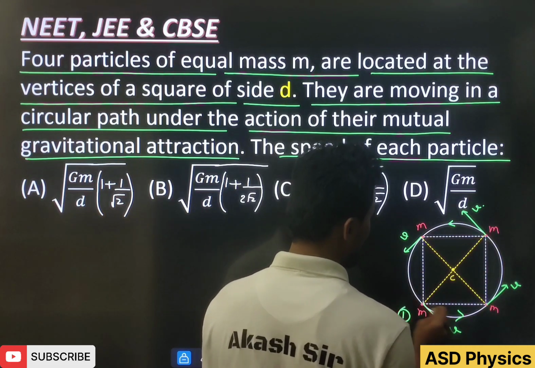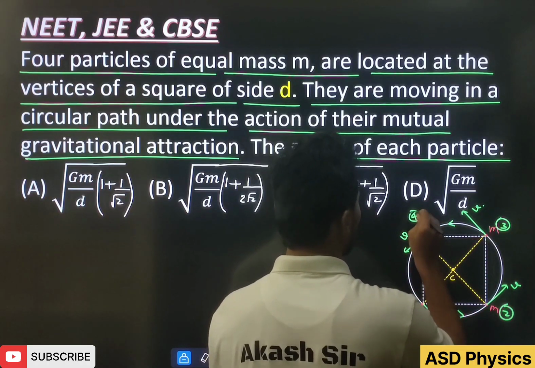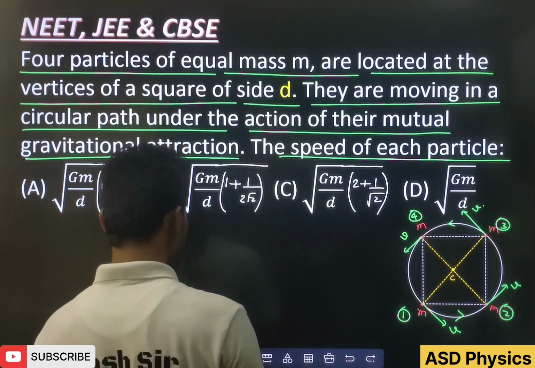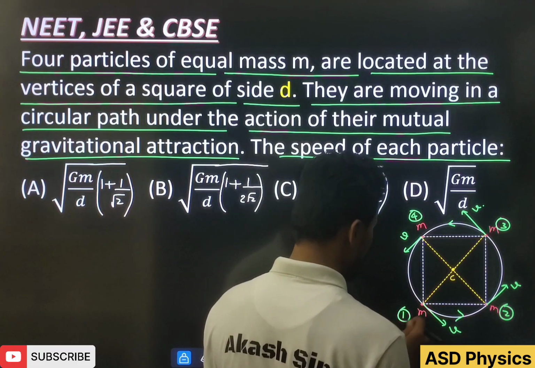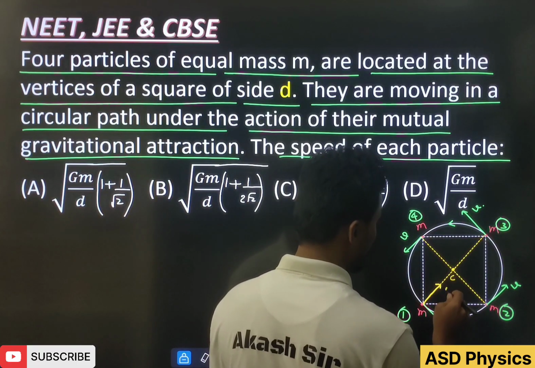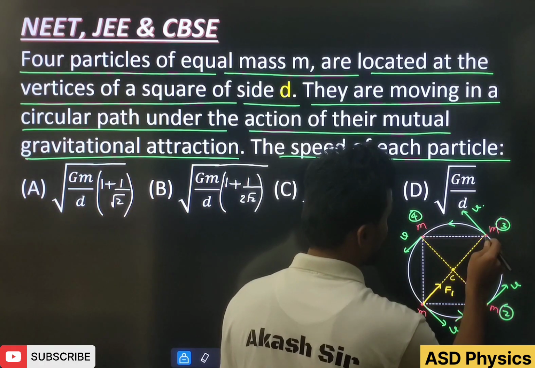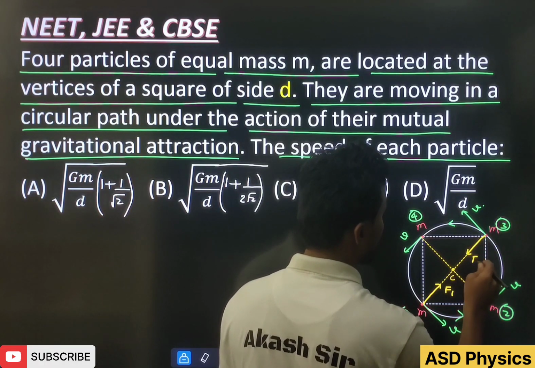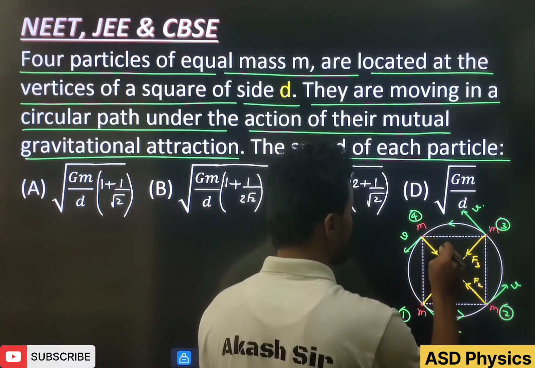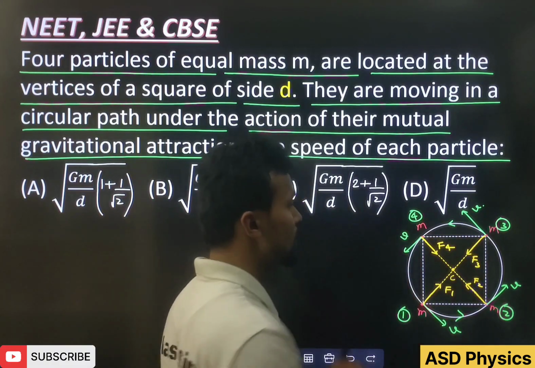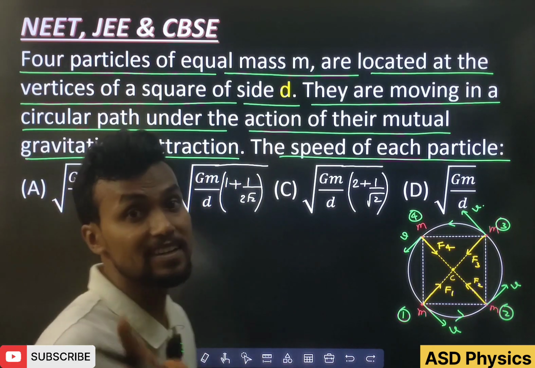If I give the names 1, 2, 3, and 4, and draw the resultant forces as I have discussed in case 2, then this is the resultant force F1, here also the resultant force F2, here F3, and here also the resultant force F4. All these forces will act as centripetal force.